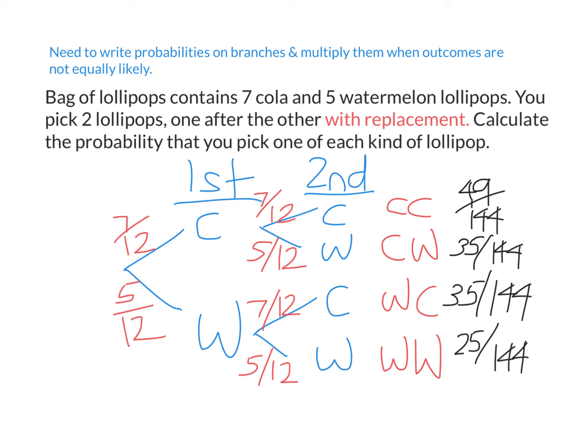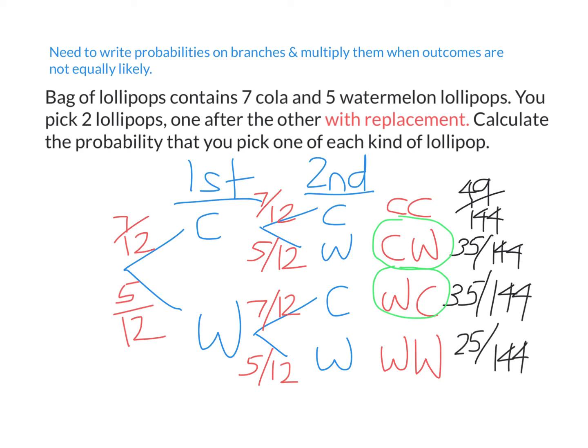I found the probability of each of these individually, but how do I find the probability that I pick one of each kind of lollipop? Well, just like we did in the previous question, we're going to circle the outcomes of interest. These are the 2 ways that you can get 1 cola and 1 watermelon lollipop. So what do I do with these probabilities? I actually add them up.